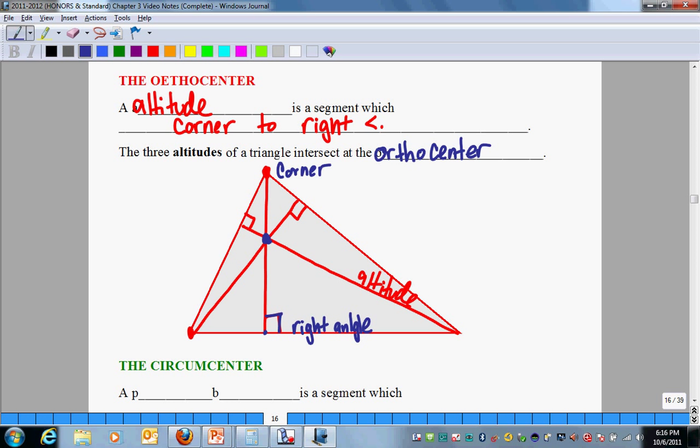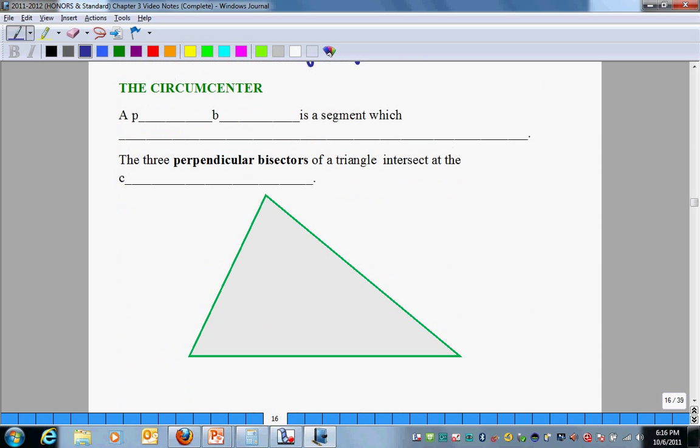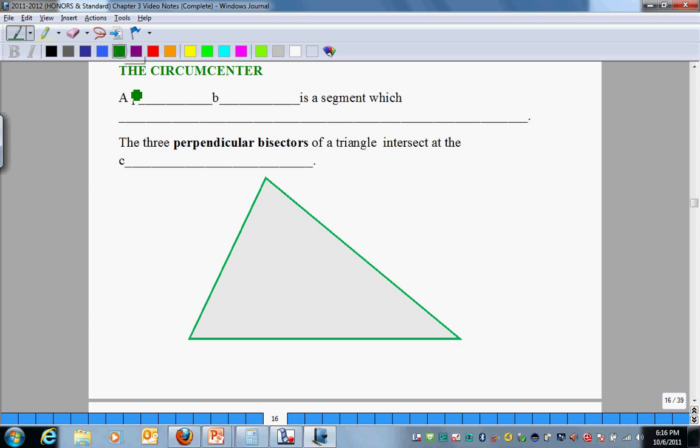Number 3 is the perpendicular bisector. A perpendicular bisector is a segment which is perpendicular and bisects a side. You are not necessarily going through the corner. Your eyeball is now on the side, not the corners. So bisect means to go through the midpoint.